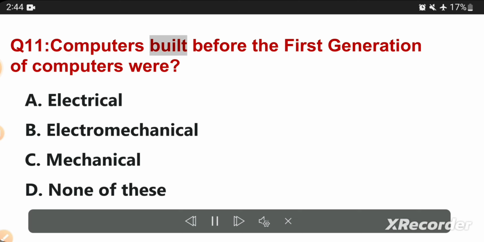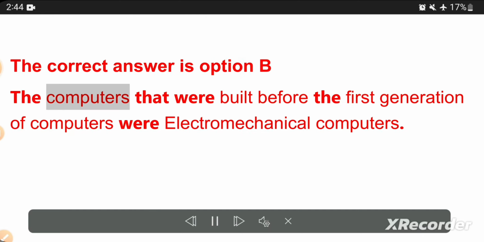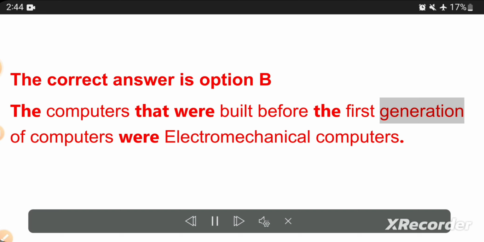Q11. Computers built before the first generation of computers were electrical, electromechanical, mechanical, none of these. The correct answer is option B. The computers that were built before the first generation of computers were electromechanical computers.